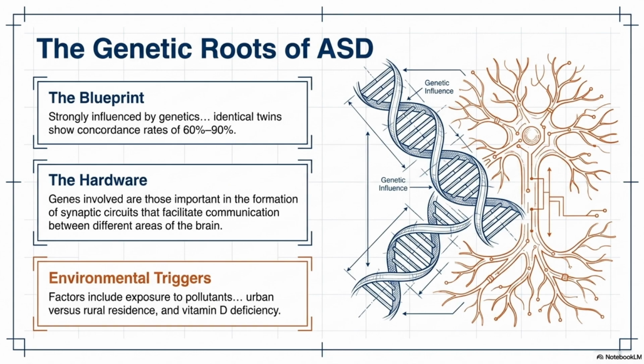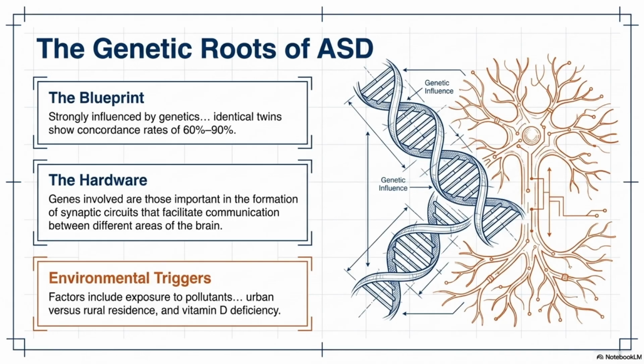Researchers have implicated many different genes, but specifically, they point to genes responsible for the formation of synaptic circuits. These are the intricate neurological highways that facilitate communication between different specialized areas of the brain. If the genetic blueprint for these circuits is altered, the brain regions that process visual information, like seeing a face, cannot properly wire together with the regions that process emotional context. So the biological hardware is structurally incapable of running the software required for complex social interaction?